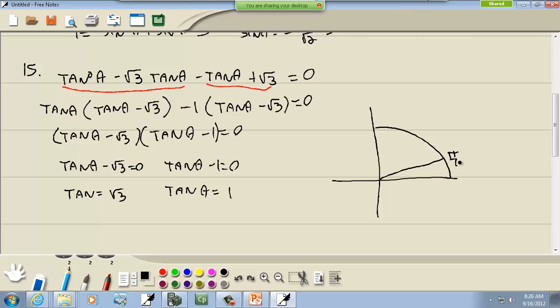Here we have pi over 6, and here we have pi over 3. This is square root of 3 over 2 and 1/2, and this is 1/2 and square root of 3 over 2. Now tangent is y over x.